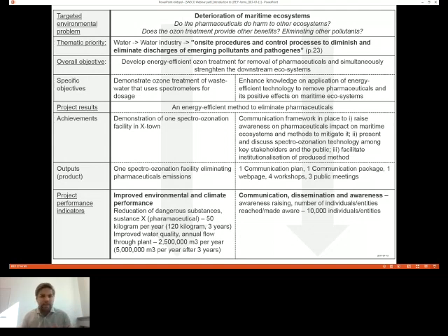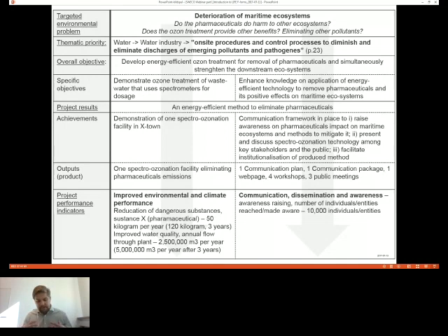But also within the LIFE program, it's important to have a capacity building aspect for municipalities. So we also have a specific objective called enhance knowledge on application of energy efficient technologies to remove pharmaceuticals and have positive effects on the maritime ecosystem. So then we have the objectives clear.